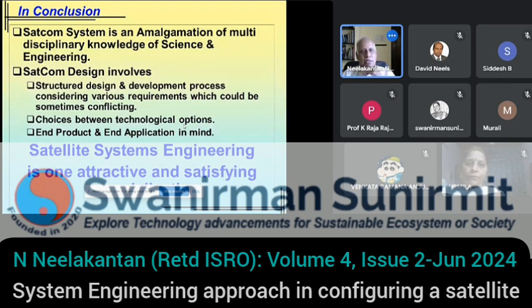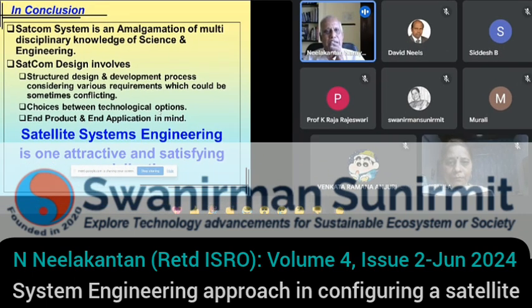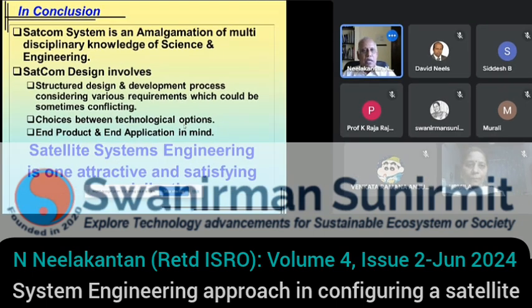Therefore, in conclusion, the SATCOM system is an integration of the multidisciplinary knowledge of science and engineering, whether it is propulsion engineering, materials engineering, digital engineering, communication engineering, or structural engineering. The SATCOM design involves a structured design and development process considering various requirements which could sometimes be conflicting in nature, with choices between technological options, keeping the end product and end application in mind, and which includes high reliability, zero error and high reliability.